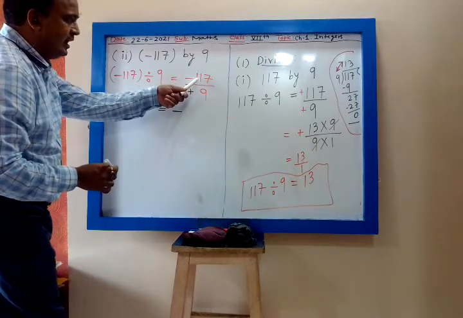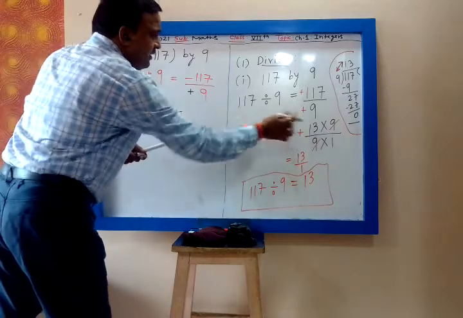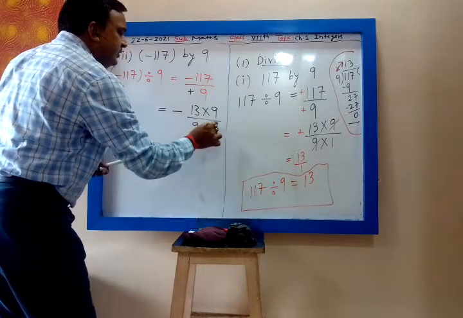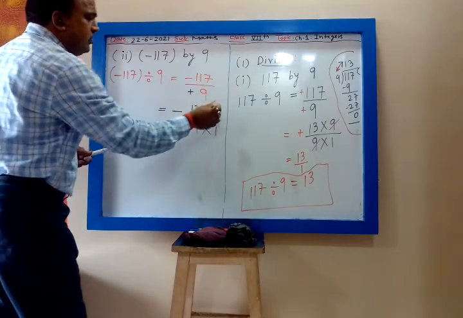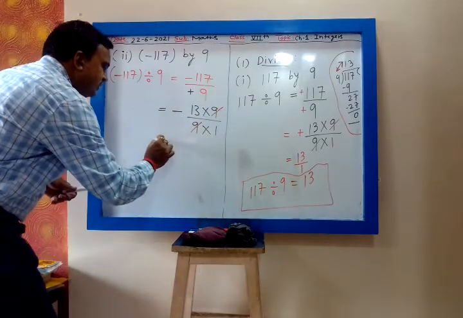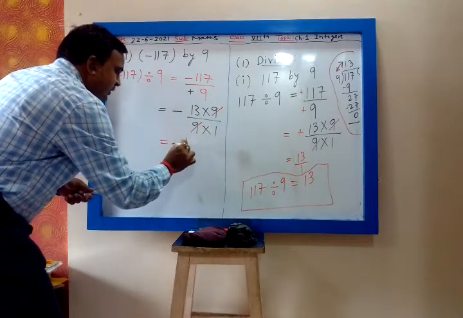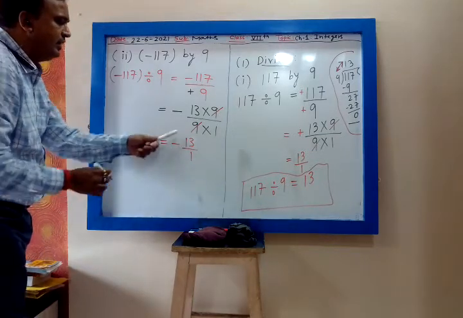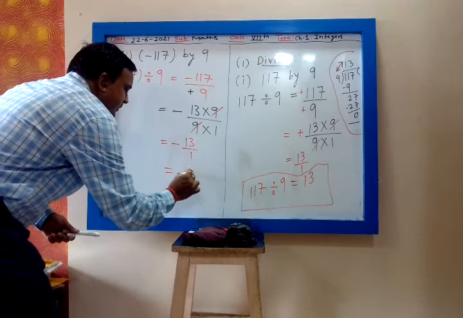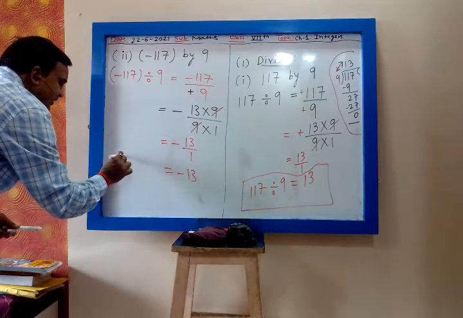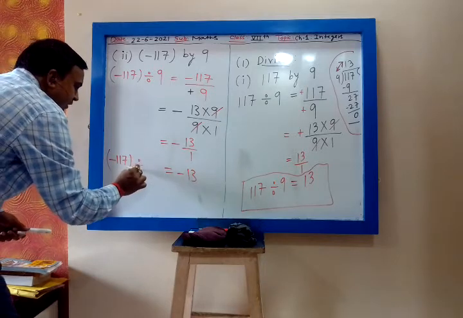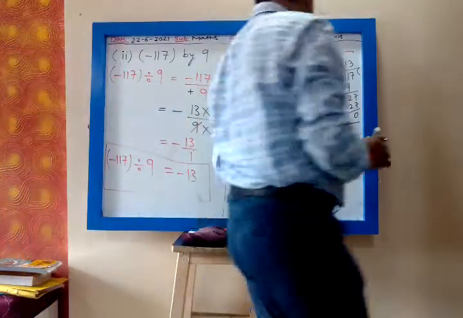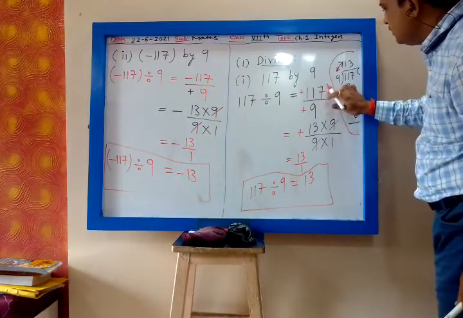Then 117 I have already written as 13 into 9, and this 9 I can write as 9 into 1. Then you cancel the common term of numerator and denominator, 9. What is left? The left is minus 13 upon 1. Now whenever the denominator is 1, you can write the numerator as the number. So this is minus 13. So minus 117 divided by 9 is minus 13.